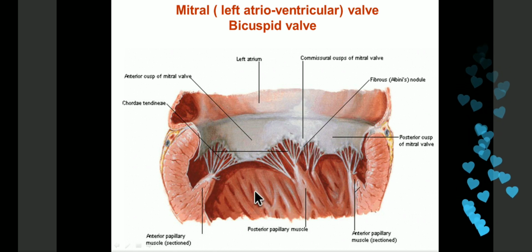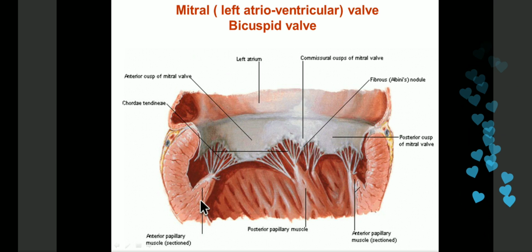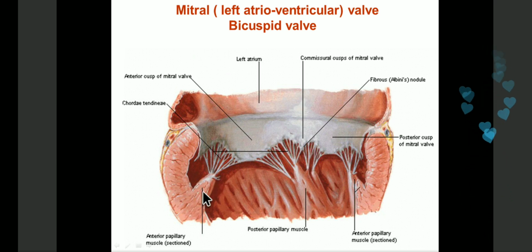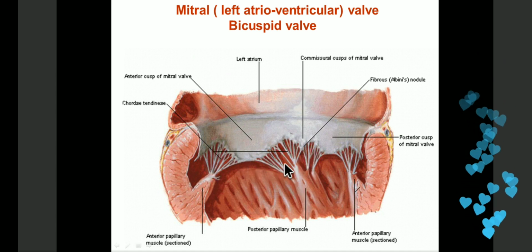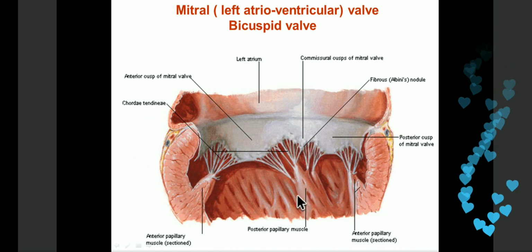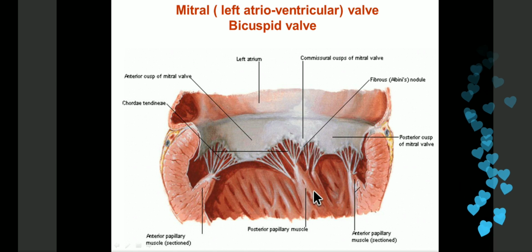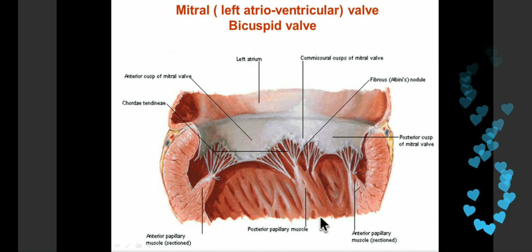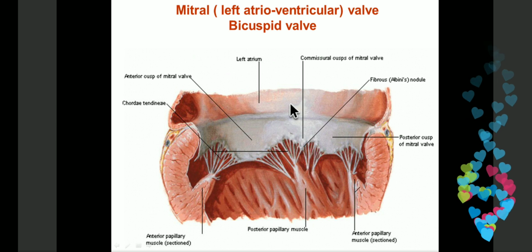There is the structure of the bicuspid valve in which you can see the papillary muscles, the apex of the papillary muscle attaching to the cusp by the chordae tendineae, and both the papillary muscles attached to both the cusps. The contraction of the papillary muscles helps in opening it, and then relaxation closes it.